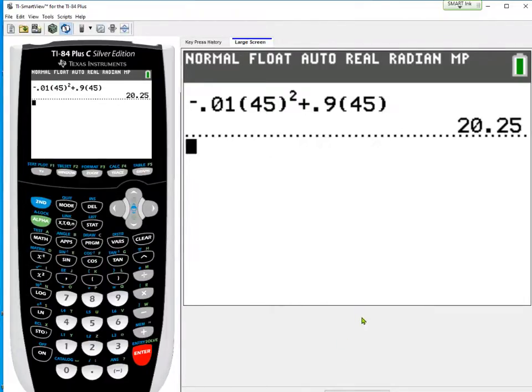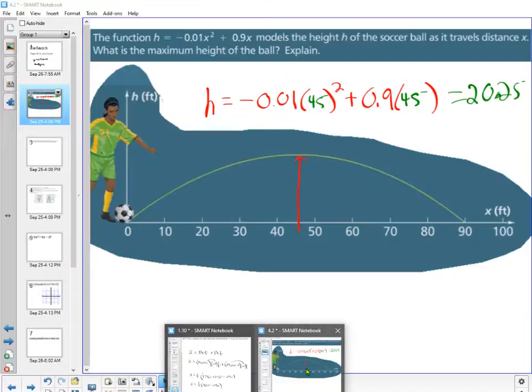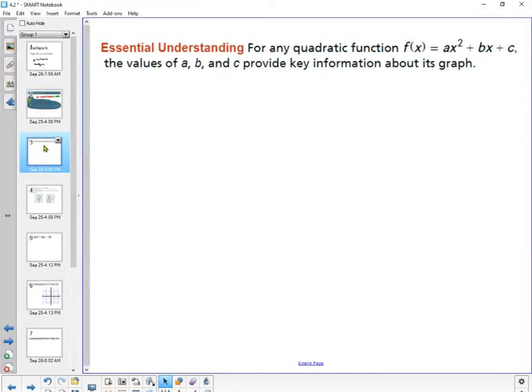Preguntas, questions? All right, I'm going to move on then. Let's go back to how. Okay, our objective today: for any quadratic function in the form of ax squared plus bx plus c, the values of a, b, and c provide key information for you.